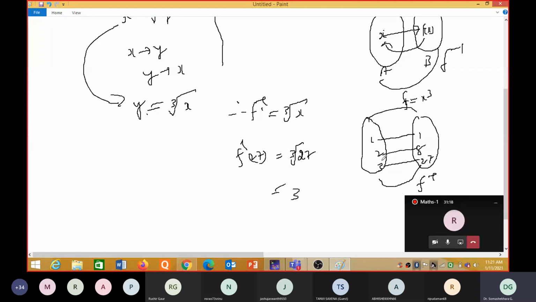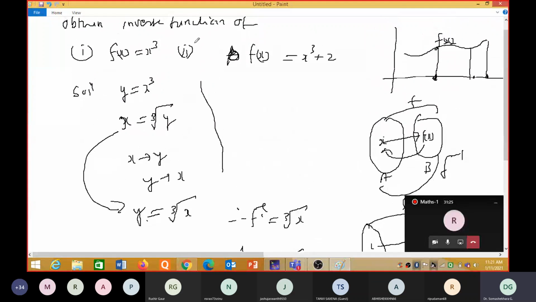How do you solve it mathematically? I will explain. Y is equal to x cube. You take f of x as y, so y is equal to x cube. What is x? X is the cube root of y. After that, you change x to y and y to x. So you will get the cube root of x, and this cube root of x is nothing but f inverse. You can understand with this example.